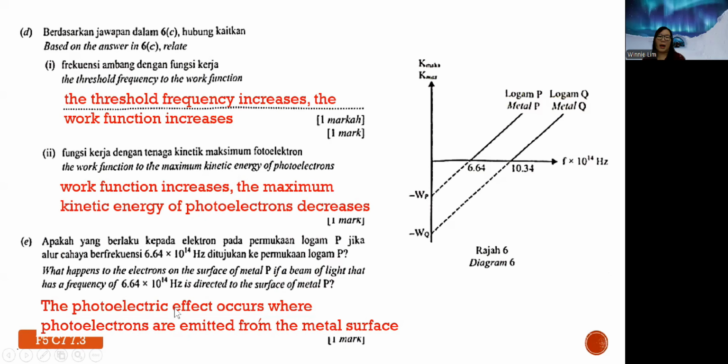But if they say light frequency is 6 times 10 power 14, which is less than 6.64, right? This means no photoelectric effect occurs. Or any value that is more than 6.64, then photoelectric effect occurs. So I hope that you all can have a better understanding regarding the concept of this Einstein theory for photoelectric effect.